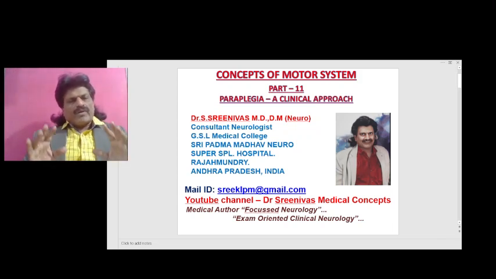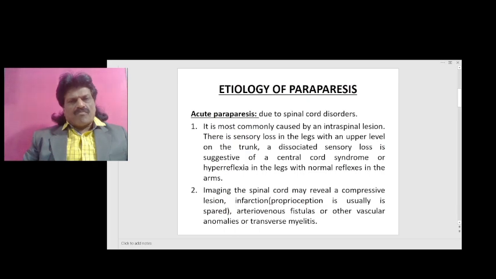Today we are going to talk about a very interesting topic, Paraplegia, a clinical approach. Concepts of motor system, part 11. Paraplegia, a clinical approach. Etiology of paraparesis. First, let's talk about the acute paraparesis.